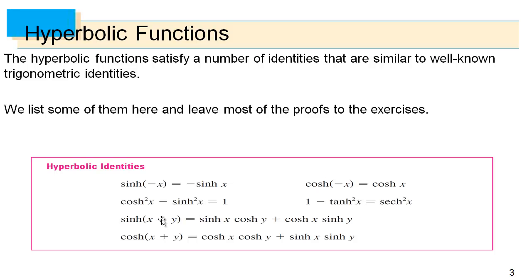Then we have these double angle formulas, similar to the other trig ones. Sinh of x plus y equals all this stuff. Cosh of x plus y equals all that stuff.